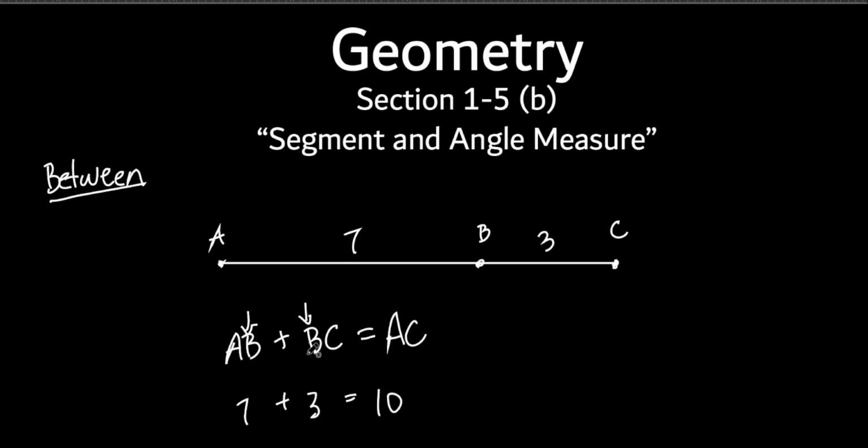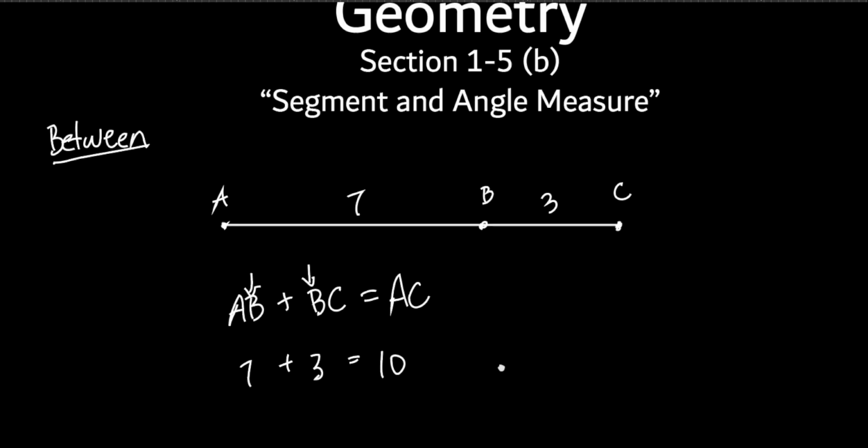Everybody with me on that? All right. So what does the 7 mean? It means the length of AB. So I just put a 7 in for AB. And what does the 3 mean? It means the length of BC. If I add up the length of this line segment plus the length of this little line segment, I'll get the whole big line segment, which is line segment AC. We're going to be doing a lot of that, not just with line segments, but with angles and other things like that, okay? Everybody good with that?